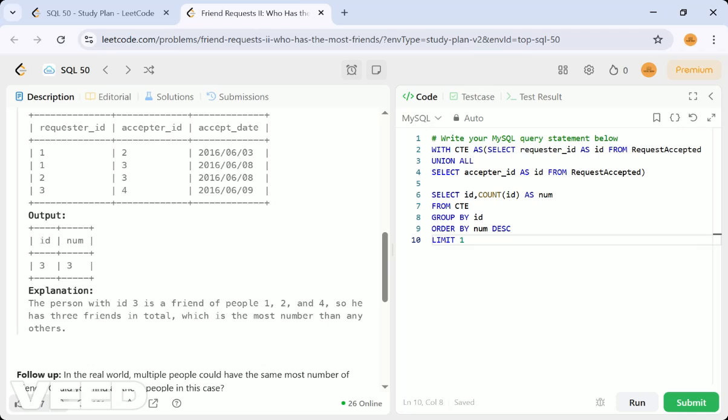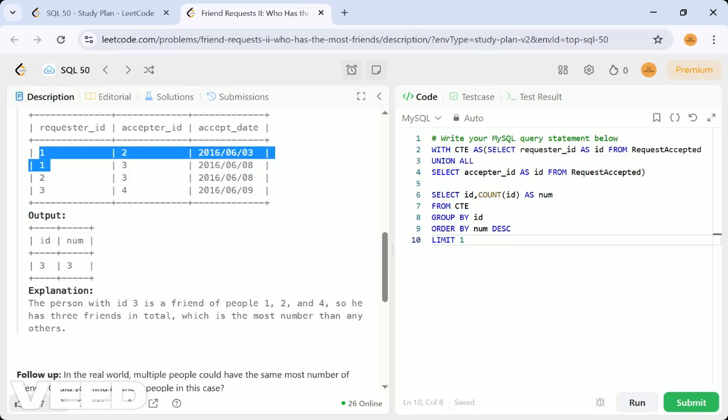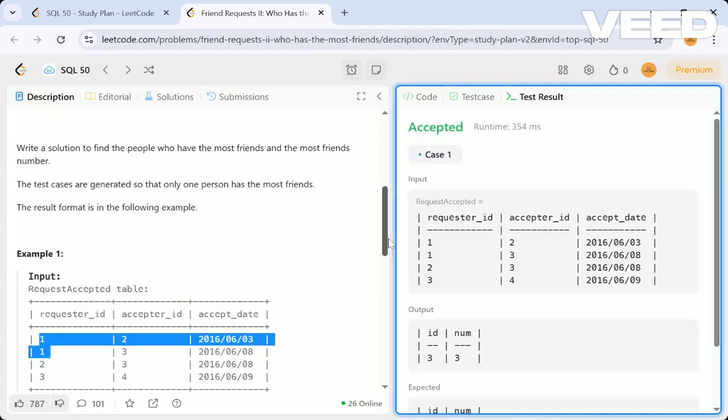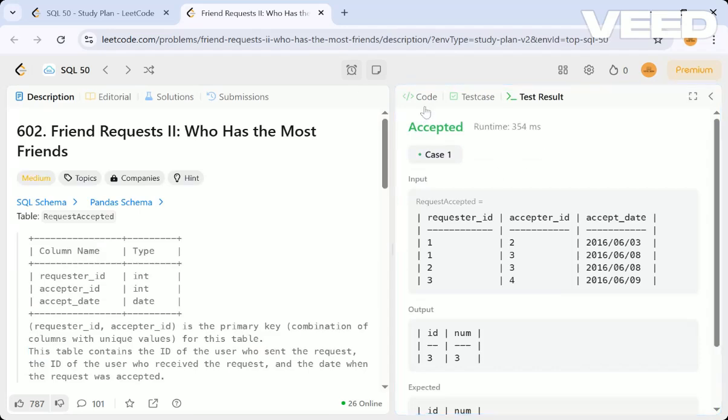So that's simple. First we have taken all the things, including those which occur only once. Both IDs are taken with union all, and from that I ordered by the number in decreasing order and gave limit one. So that simple, we get the greatest number of friends for that user ID, maybe as acceptor or requester. So this is how it's solved.